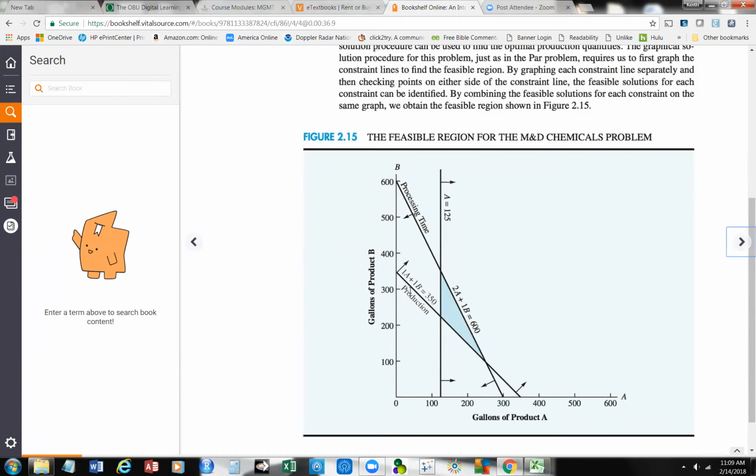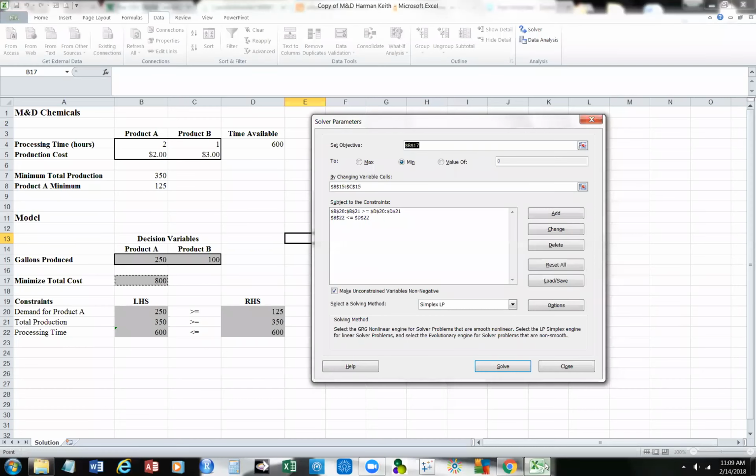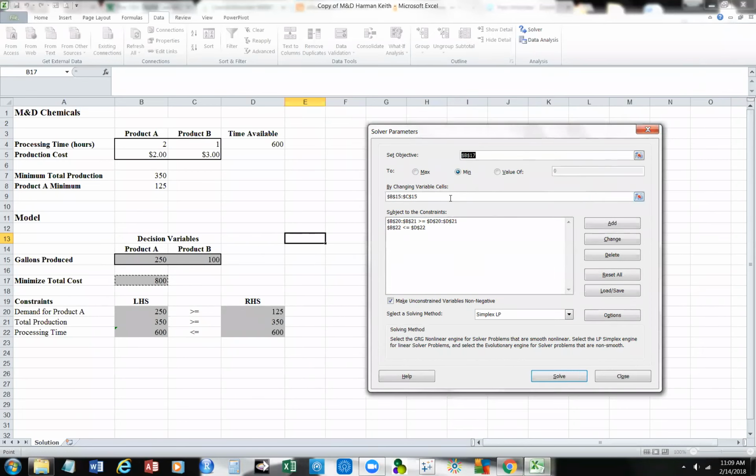Okay, same thing here. The whole point of it, though, is to say, okay, what kind of problem am I working with? Well, I want to minimize. Okay, that's fair enough. What's my objective function? Here it is. I want to minimize my total cost. Okay, and then here are the variables I'm going to change. And those are over in B15 to C15. All right, and let's look at that. B15 and C15, those are the products, how much we're going to make.